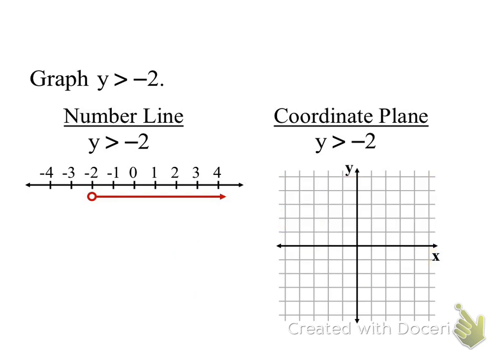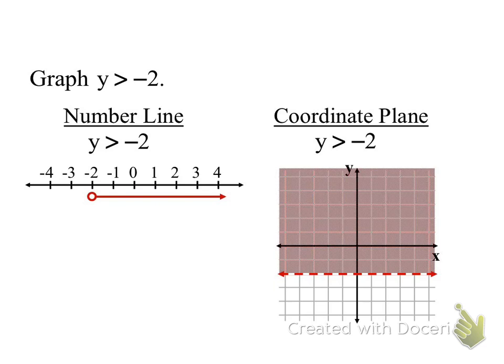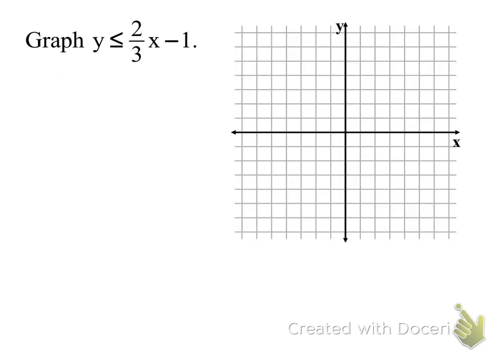All right, so now let's go to an equation. So again, when it's greater than or less than, it's dashed. When it's greater than or equal to, or less than or equal to, it's solid, a solid boundary line. So now, when we have y is less than 2/3 x minus 1, we need to find our boundary line first. So we're going to pretend this is just an equation, right? So what is my m and what is my b? You must identify. Just like I asked you to do on the final, like I've asked you to do all year, you're going to identify.